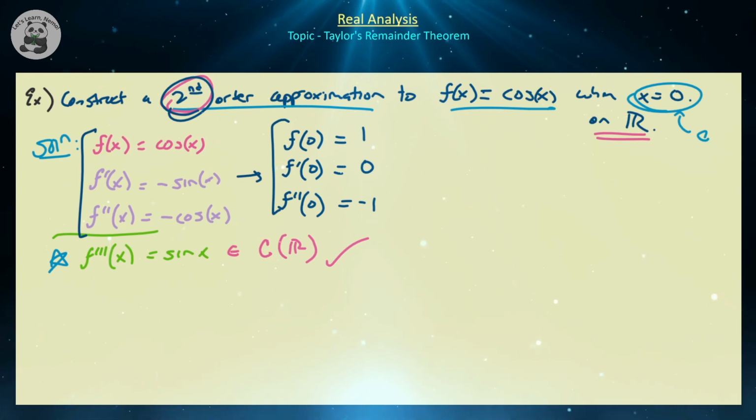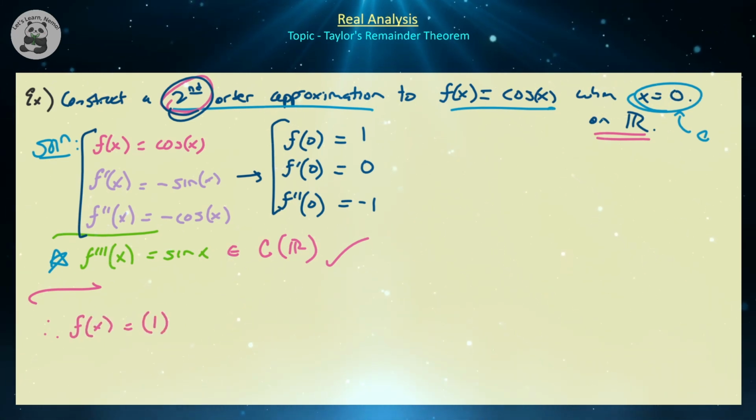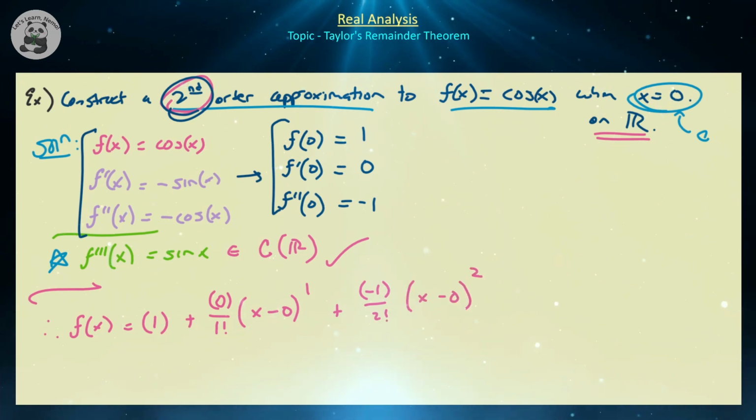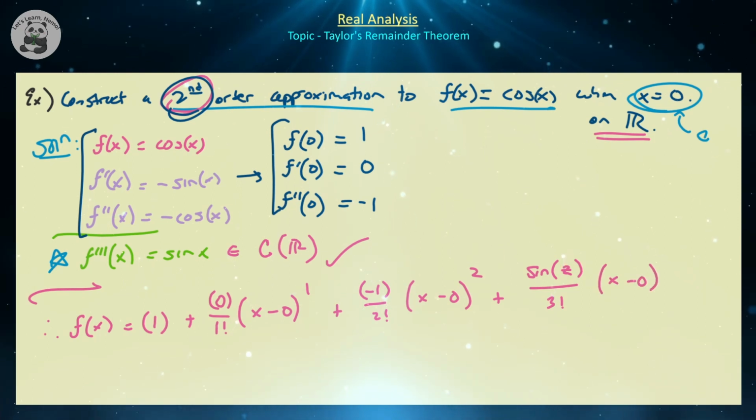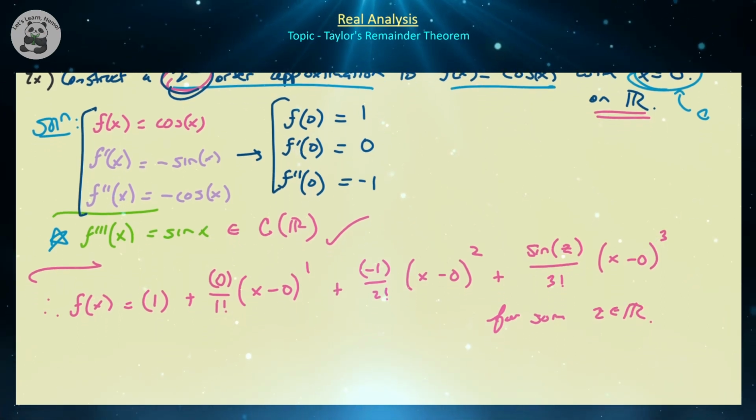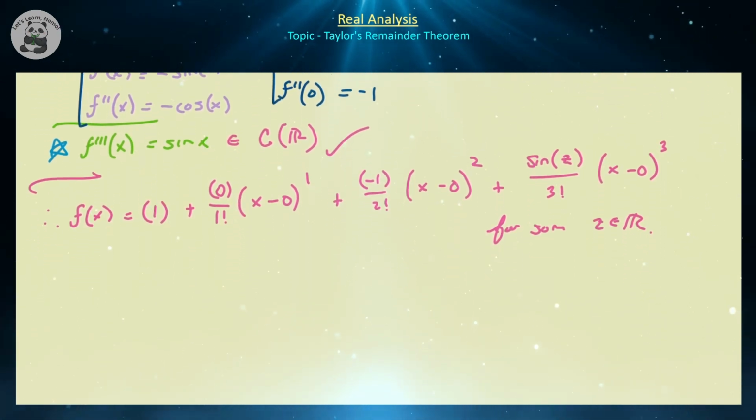Okay, so once we have that, our f of x is equal to, so that's going to be our f of c, and then 0, that's going to be f prime of c, all over 1 factorial times x minus 0 to the power of 1, and then minus 1 over 2 factorial times x minus 0 to the power of 2, and then our third order term, which is going to be our remainder term, is going to be the sine of z all over 3 factorial times x minus 0 to the power of 3 for some z in r. Okay, so once we have this, then we have our approximation.